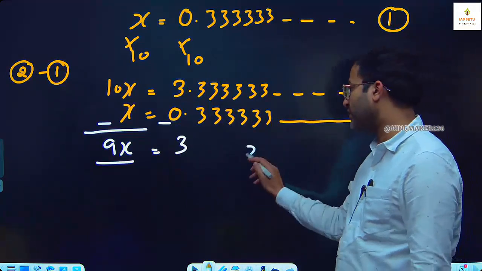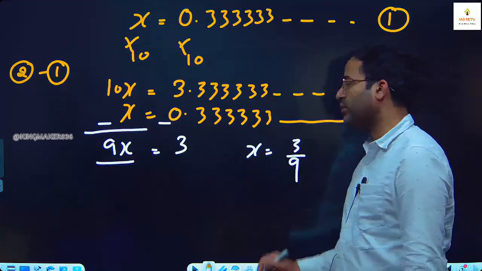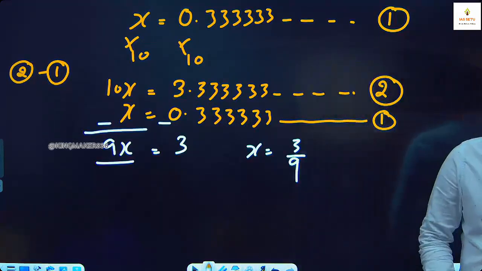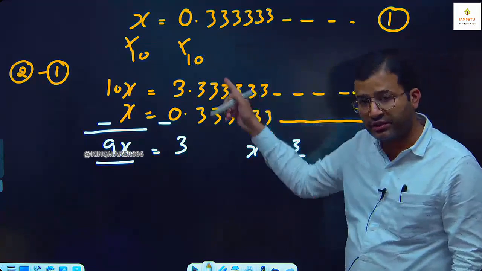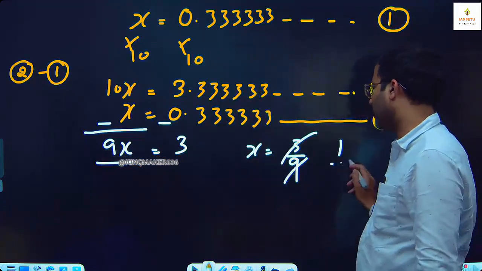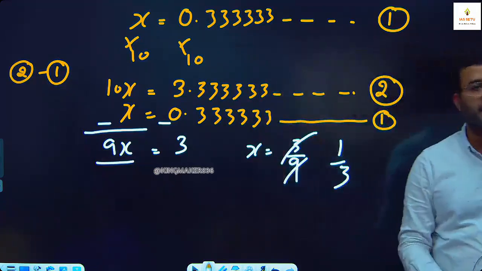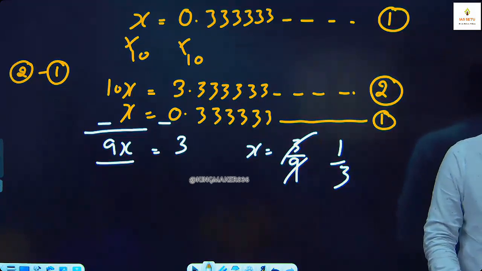So what is our answer? x is equal to 3 upon 9. When you simplify, it is 1 by 3. So 1 by 3 is nothing but 0.333, which we know already.